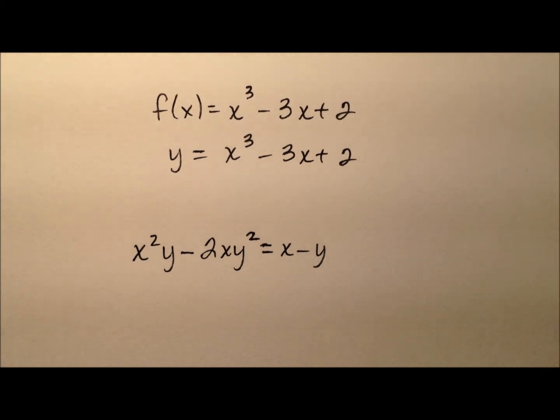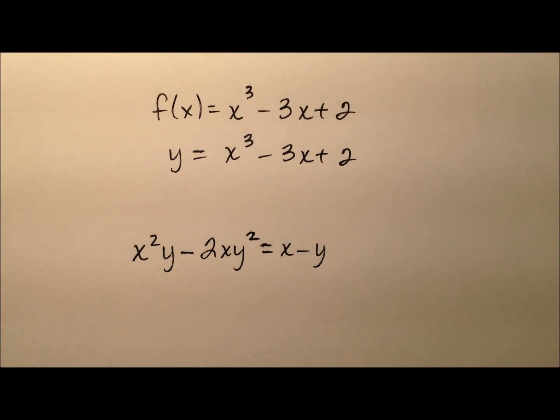On the other hand, an equation written in implicit form is one where one variable cannot be written in terms of another variable. For example, x squared y minus 2xy squared equals x minus y. In other words, the x's and y's are kind of jumbled together in an equation, and it happens to be either difficult or impossible to write y in terms of x. So we'll need a new way to differentiate these kinds of equations, and this is called implicit differentiation.